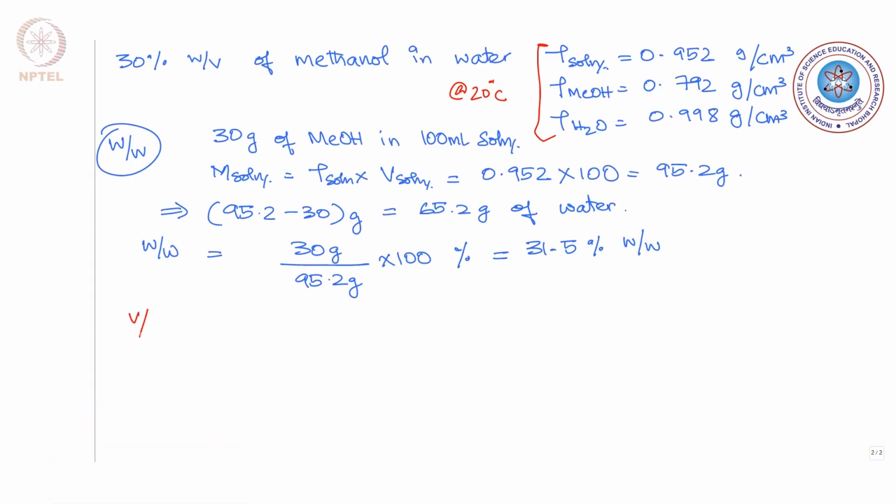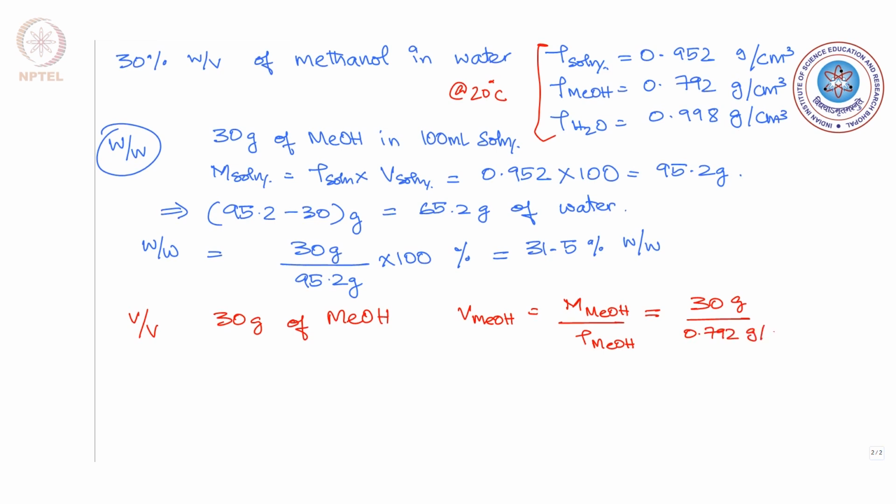So, now comes the next conversion. Let us look at volume by volume. In this case, you are trying to say you have 30 grams of methanol, and in order to understand what is the volume of methanol, you have to take the mass of methanol and divide it by density of methanol. So, this will end up to be 30 grams divided by density of methanol, 0.792 grams per centimeter cube. So, this will be equal to 37.9 ml.